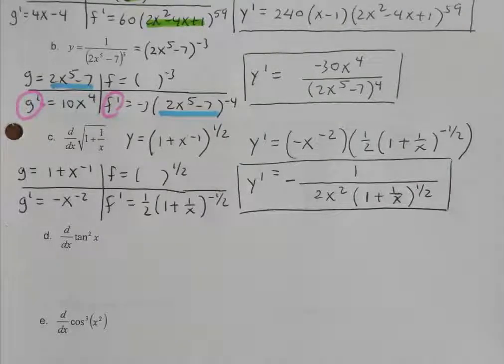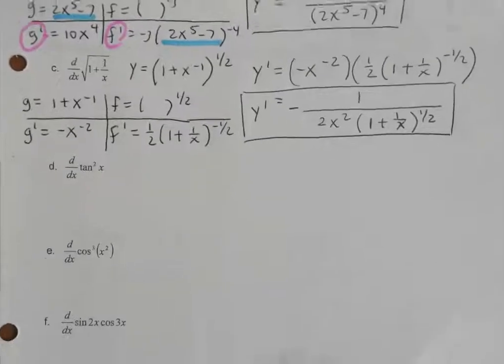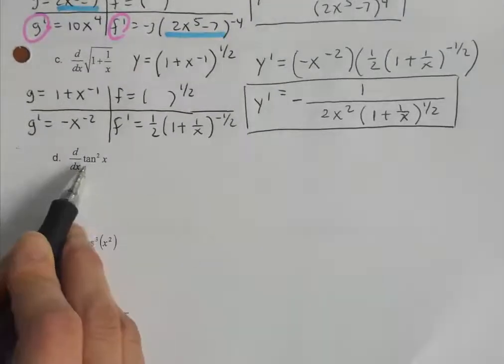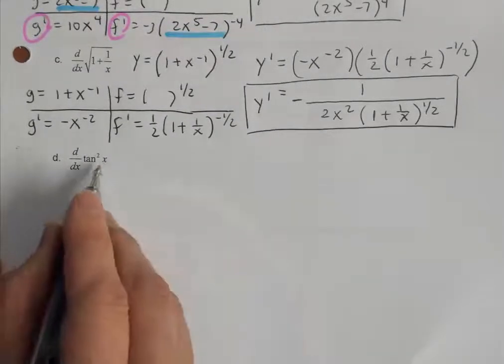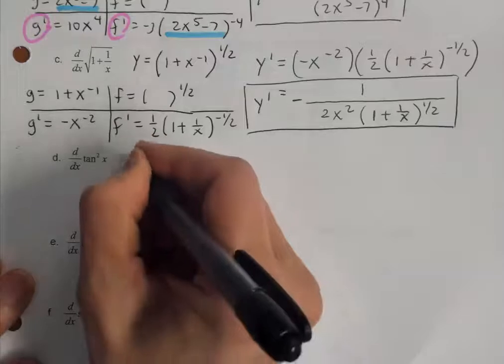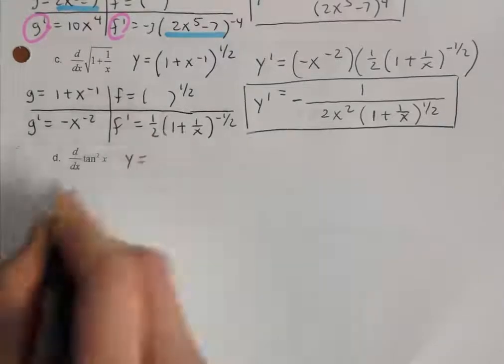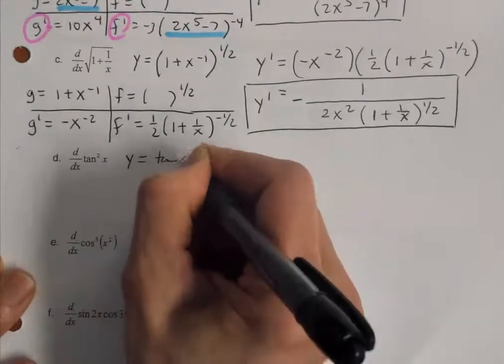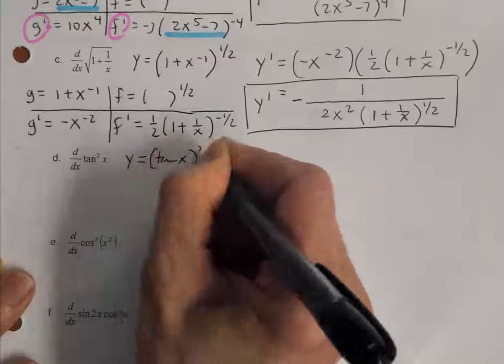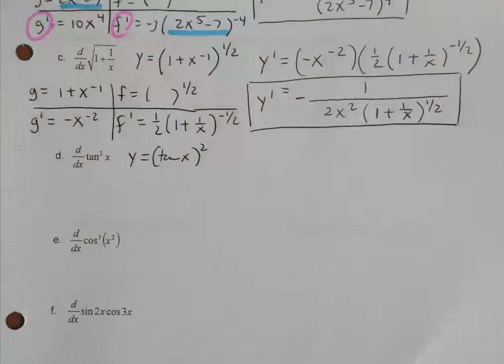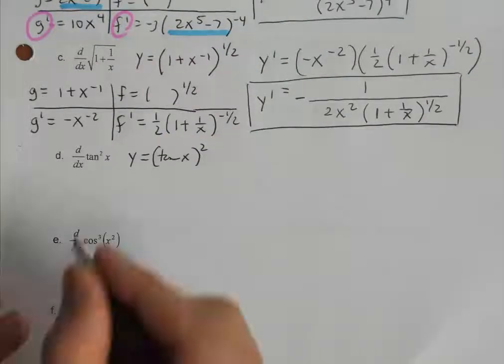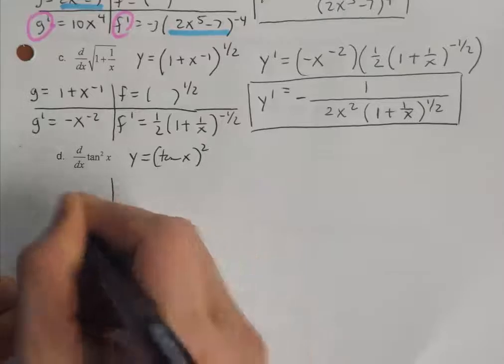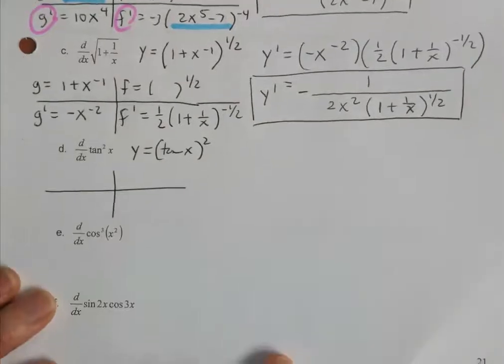Okay, so now let's take a look at a trig function. So the derivative of tangent squared of x. So tangent squared of x is not written in a friendly form. So I'm going to rewrite it as tangent of x and then quantity squared. So you always want it so that it's something and then squared, and then you can figure out what's your inner and your outer. All right, so what would the inner be on this one?